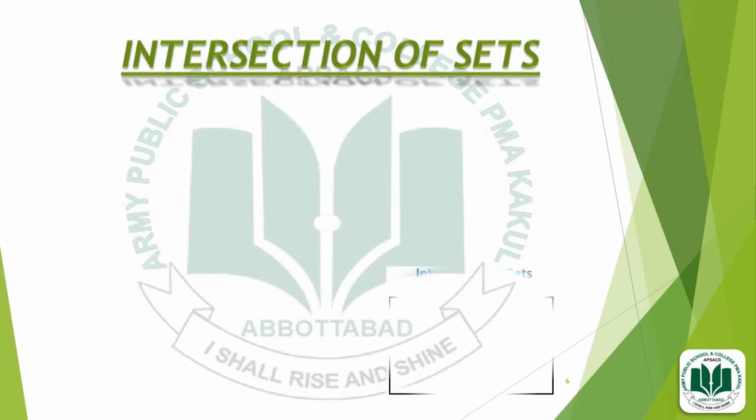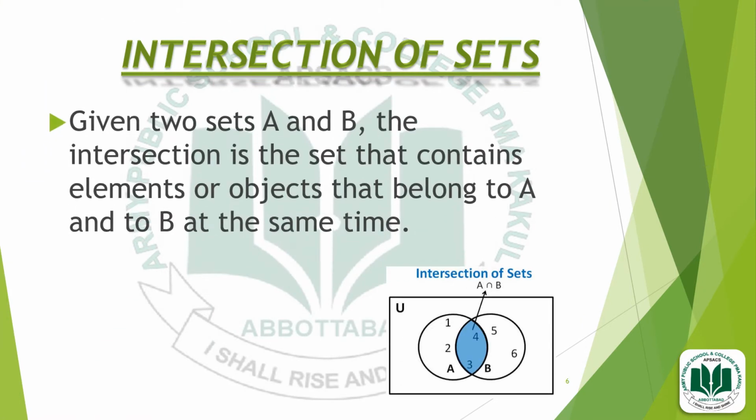Intersection of sets. Given two sets A and B, the intersection is the set that contains elements or objects that belong to A and to B at the same time. We write A intersection B as this. This is the symbol for intersection. In Venn diagrams, the overlapping region represents the area of intersection.